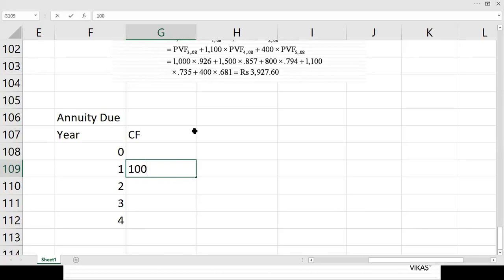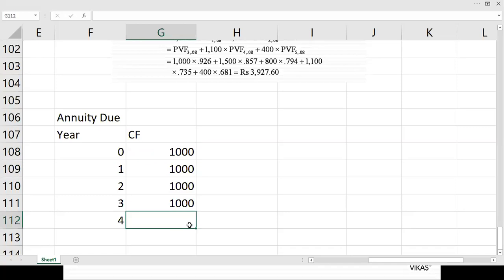Say you deposit every year 1,000, 1,000, 1,000, 1,000, like that. So annuity due means the cash flow starts at the beginning of year 1. So you will receive here, then you do not receive cash at the end of year 4. So 0 means beginning of year 1, here beginning of year 2, beginning of year 3, beginning of year 4. Clear?